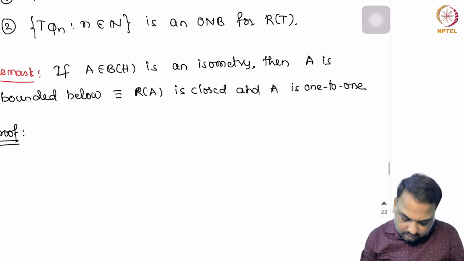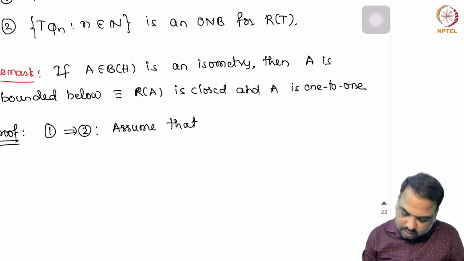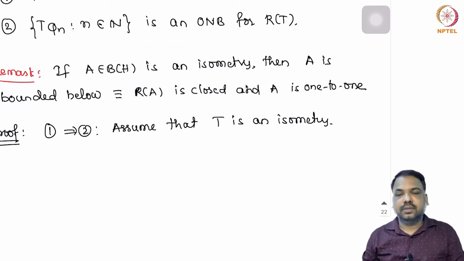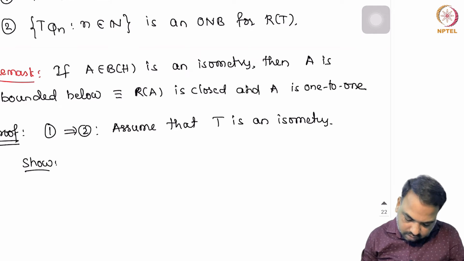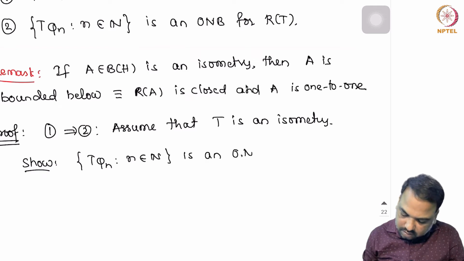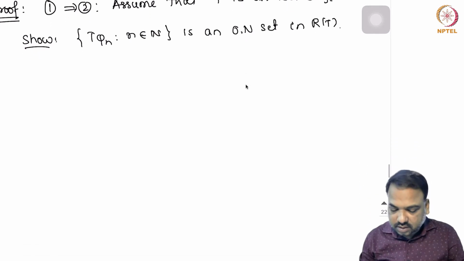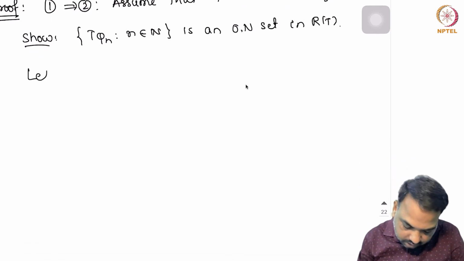Assume that T is an isometry. 1 implies 2. Assume that T is an isometry. So we have already shown that whenever phi n is an orthonormal set, T of phi n is an orthonormal set in the codomain. So here also we have already shown that T phi n is an orthonormal set in the range of T. Next thing we want to show is that it is an orthonormal basis. So let us take x in H.